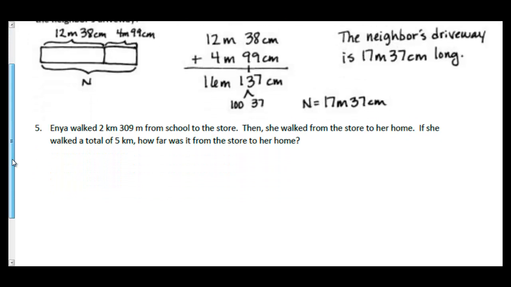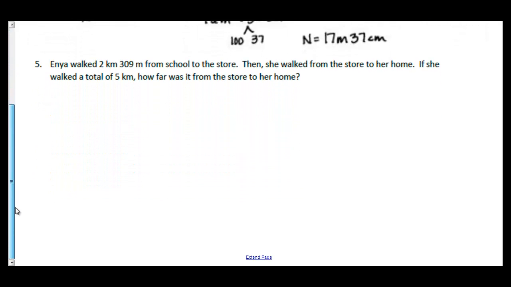All right, so let's take a look at number 5. So again, we're going to read, draw, and write. Enya walked 2 kilometers 309 meters from school to the store. Then she walked from the store to her home. If she walked a total of 5 kilometers, how far was it from the store to her home? So I want you to pause the video and try to come up with a tape diagram, and then press play when you're ready to check.